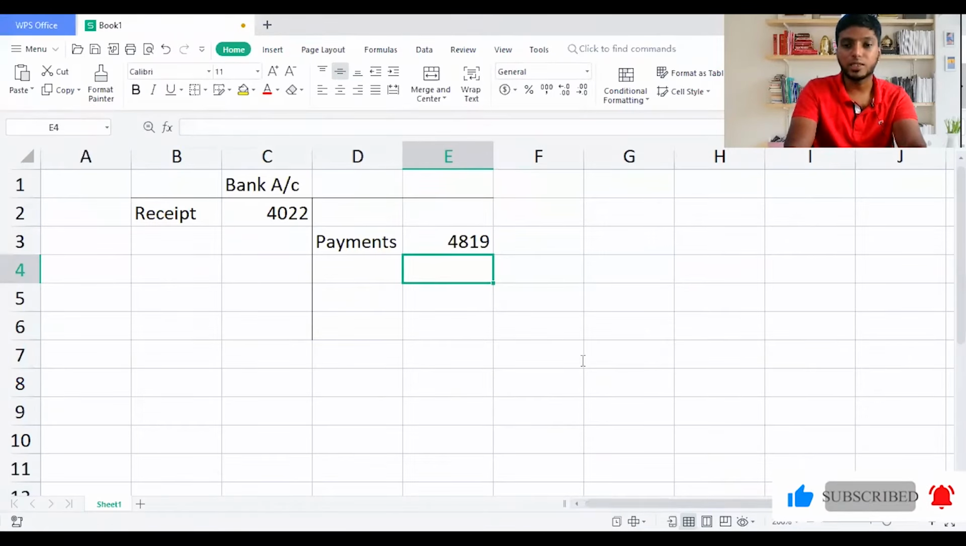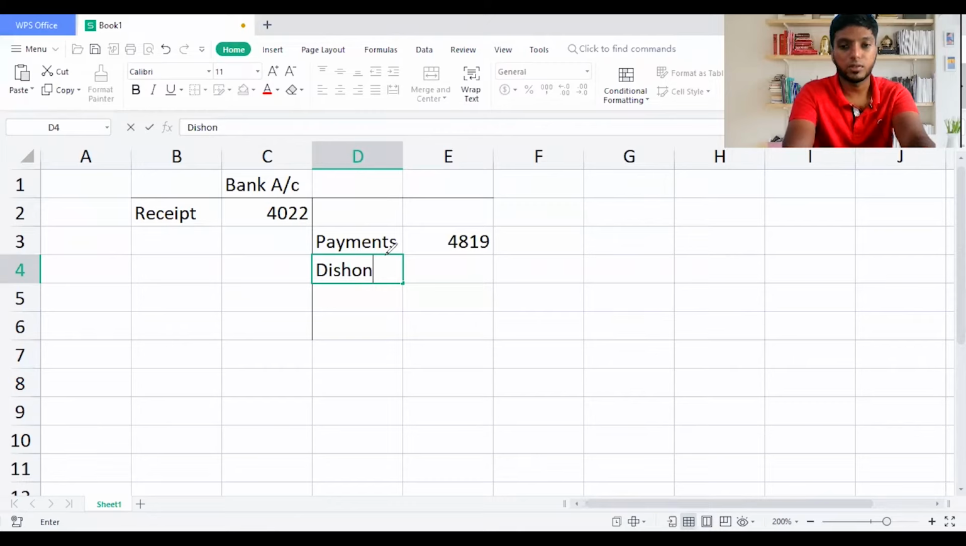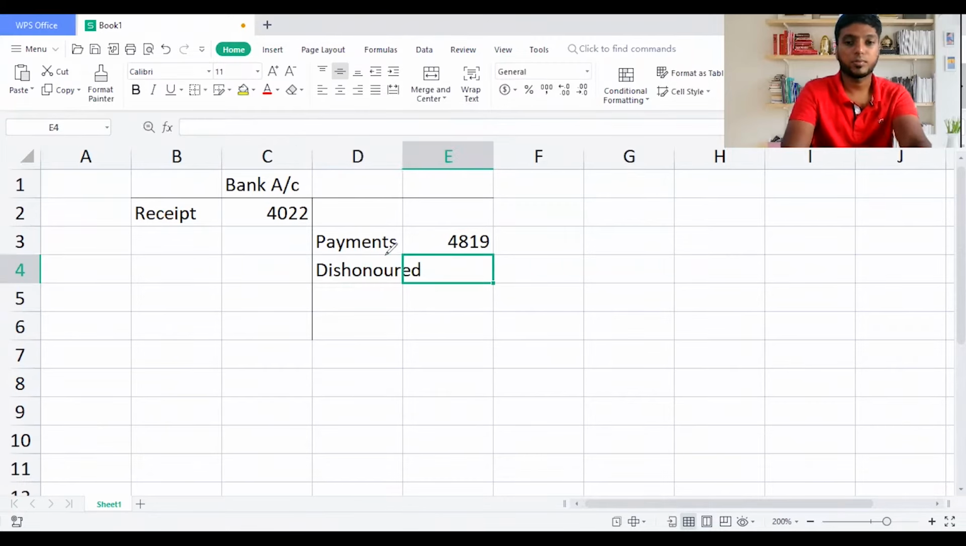It says that checks the bank later dishonored. If you receive a check, it should be on the debit side. If it is dishonored, it should be on the opposite side, which is the credit side. So dishonored checks will come on the opposite side. So I'll write dishonored 256. Okay.